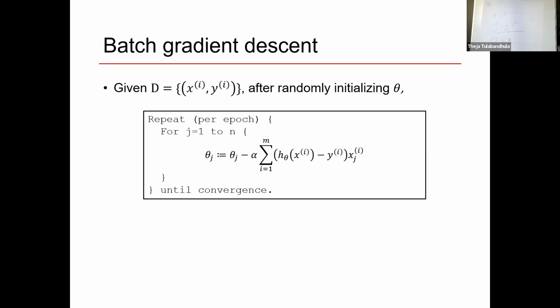Any questions here? Yeah. What are the alternatives to gradient descent, and why is it most widely used? So the question is, what are the alternatives to gradient descent and why is it most widely used?